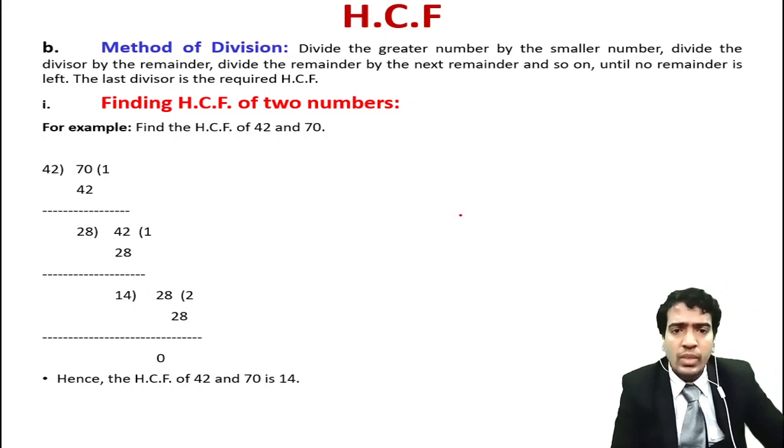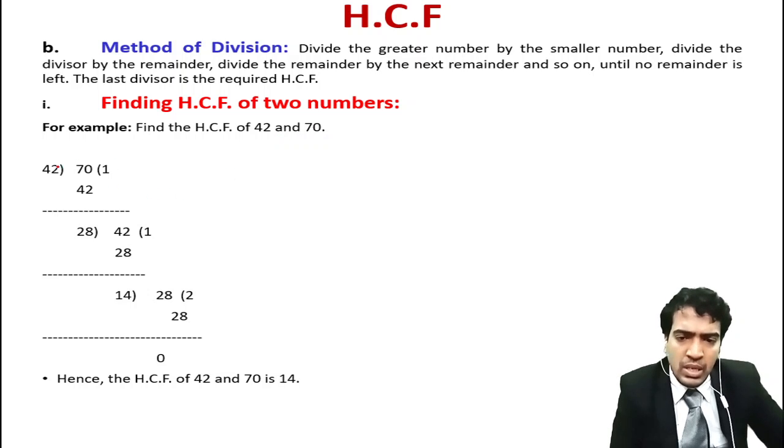Okay. Now let us look at the method of division of calculating the HCF. Okay. What does it say? Suppose we are calculating the HCF of 42 and 70. Let us first divide 70, which is the bigger number, by 42, which is the smaller number. So 70 is the dividend, 42 is the divisor here. If you take 42 once, the remainder is 28.